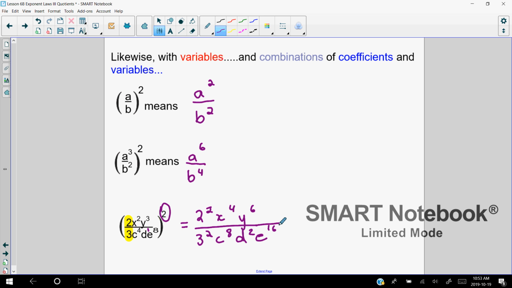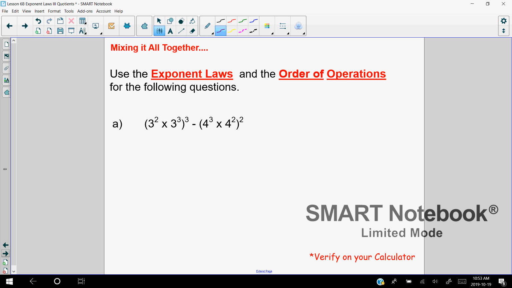So now we're going to try mixing it all together, putting all of the exponent laws we have learned together. So just a recap of our exponent laws. We have product law, quotient law, zero exponent law, and then we have power of a power law for both products and quotients. Okay, so let's use the exponent laws and order of operations for the following questions.